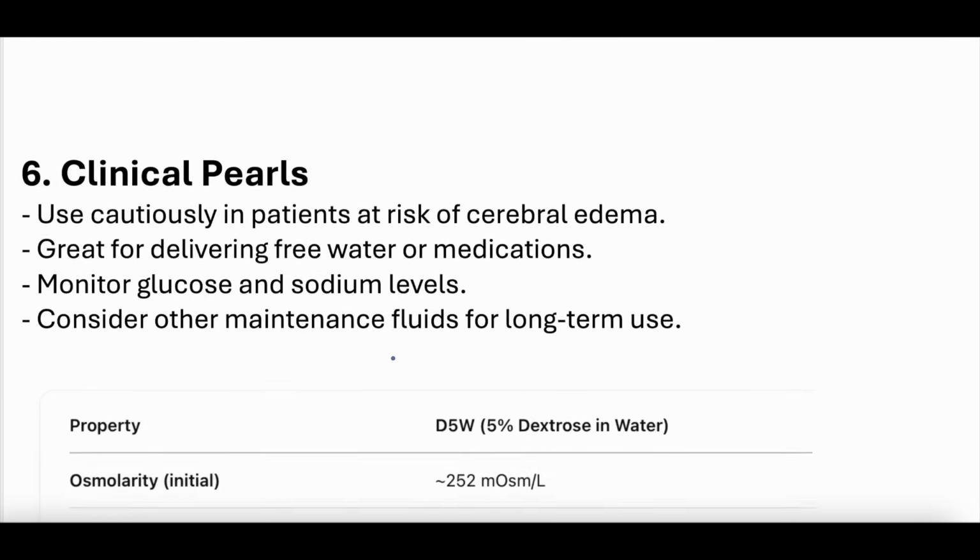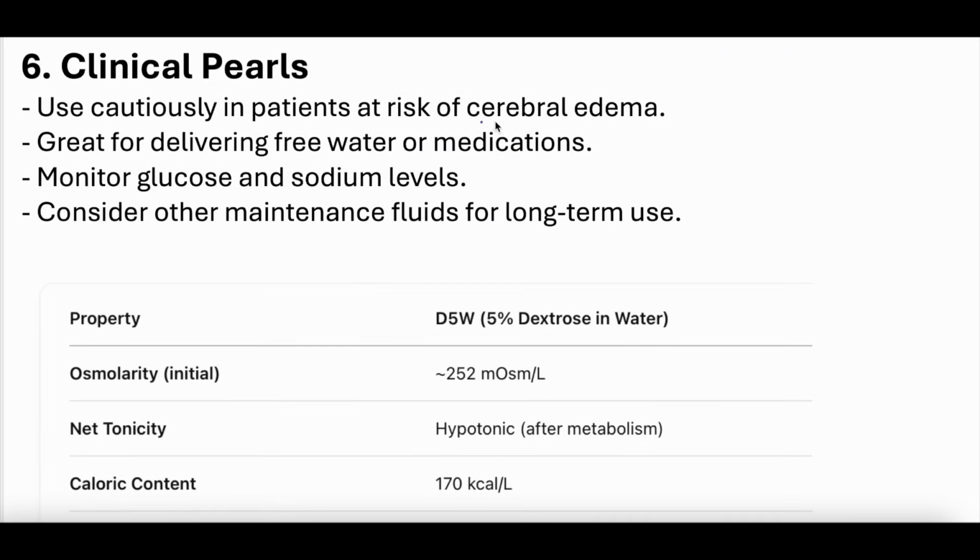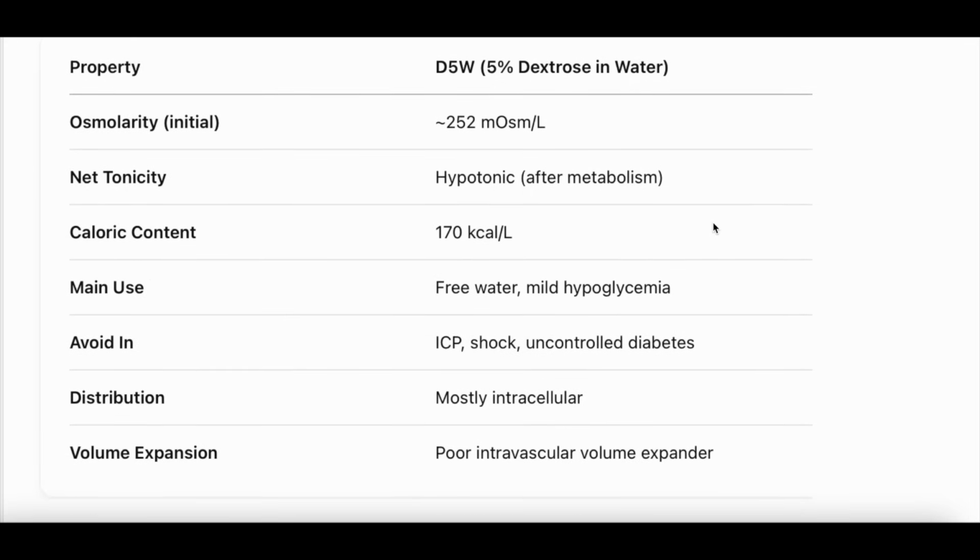All right, clinical pearls. Use cautiously in patients at risk for cerebral edema. Great for delivering free water or medications. Monitor glucose and sodium levels at all times. And consider other maintenance fluids for long-term use because it will slowly drop your sodium. If we look at a chart summarizing the properties, initially 252 milliosmoles per liter, but once that glucose is metabolized, it becomes rapidly hypotonic, low tonicity.